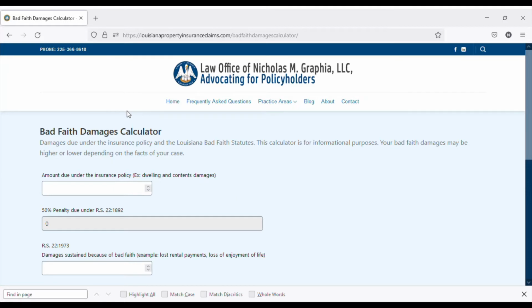It's important to note that this is for estimation and informational purposes only. Depending on the facts of your case, you may or may not be owed bad faith damages, you may or may not be owed attorney's fees, and the actual calculation could vary slightly. That being said, this is a pretty good overview of how the damages actually work. So here we go, let's get right into it.